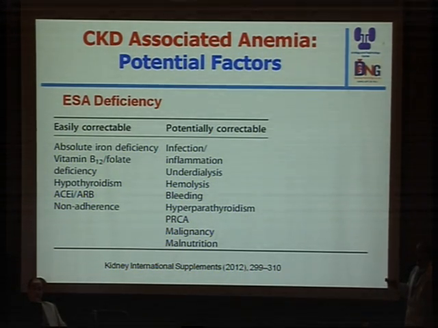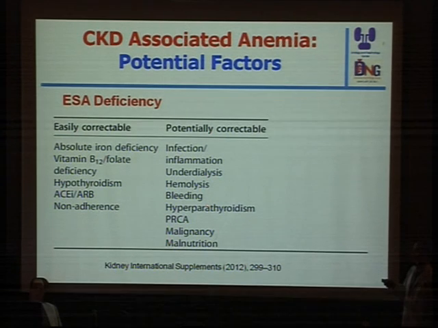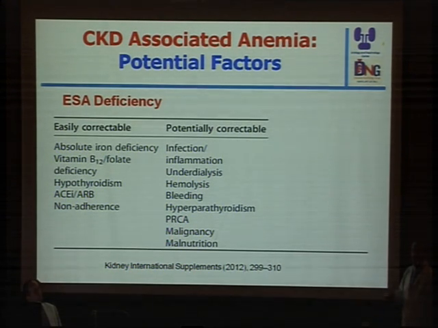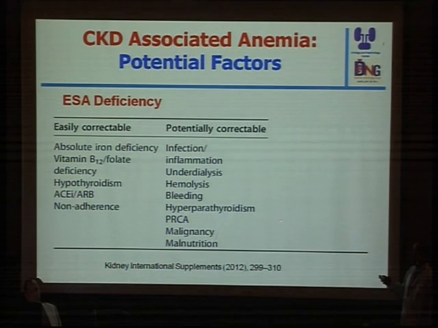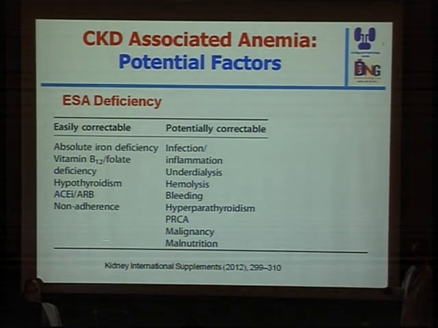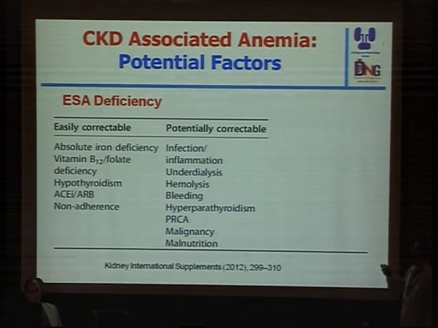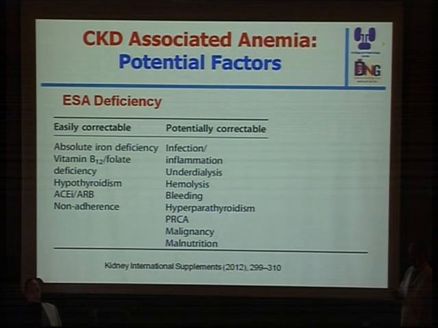And then searching for causes of hemolysis and dealing with bleeding. Sometimes the patient has hematemesis, melena, etc. I should control bleeding, manage hyperparathyroidism, and deal with malnutrition and malignancy. So these are some potential correctable factors. So I should think of this and this column.